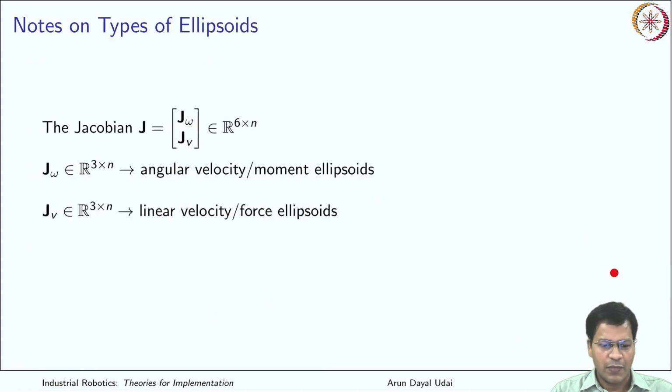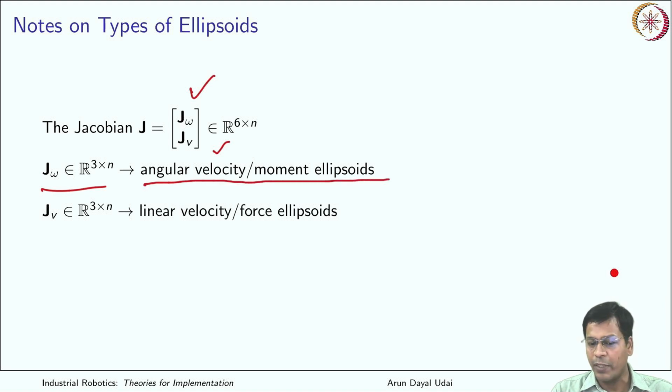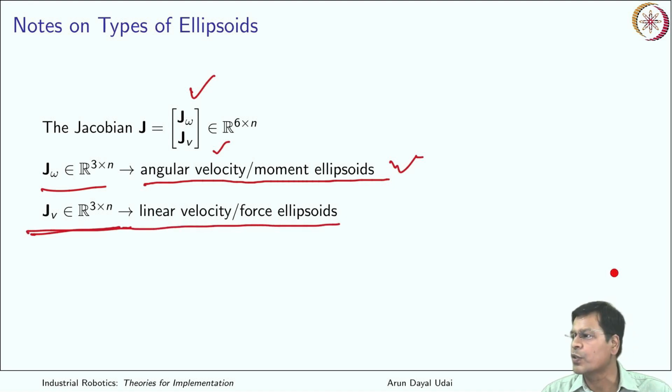So yes, in the case of a higher degree of freedom robot like a 6-DOF system, as I have just told you, it is J omega and Jv. J omega is again 3 cross n. So it is the angular velocity and moment ellipsoid that you will get out of it. If you use Jv, you get the linear velocity and force ellipsoid. These are some of the measures with which you can measure the performance of the robot. Kinetostatic performance characteristics, you can say.